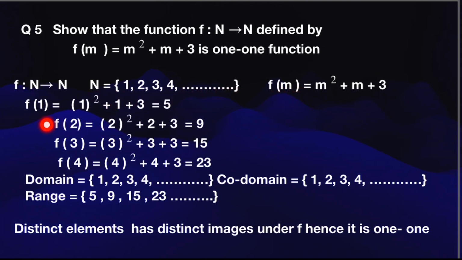Okay. So put the value of m equal to 1. You will get the image of 1 as 5. Put m equal to 2, you will get the image as 9. Put m equal to 3 in this formula and you will get 15. Put m equal to 4, you will get 23. So what is the domain? Here it is natural numbers. The codomain is also natural numbers. The range is this. So here distinct elements have distinct images. So this is a one-to-one function.